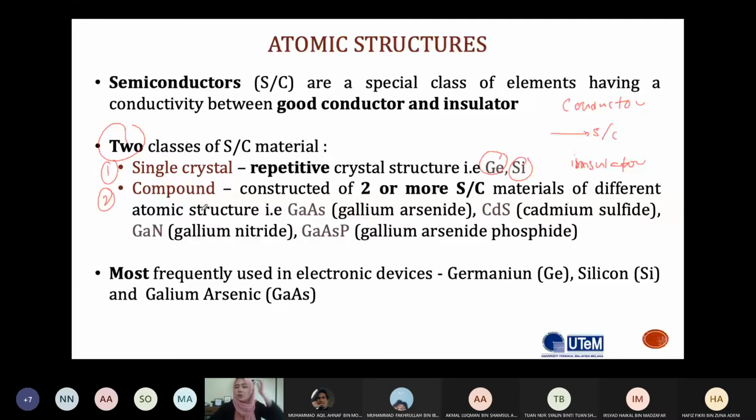The second one is the compound. The compound class is constructed of two or more semiconductor materials. For example, we have GaAs, which you can see is a combination of gallium and arsenide. This one is a combination of cadmium and sulfide. This one is a combination of gallium and nitride. And this one is a combination of three semiconductor materials, which are gallium, arsenide, and phosphide. The most frequently used in electronic devices are germanium, silicon, and gallium arsenide.